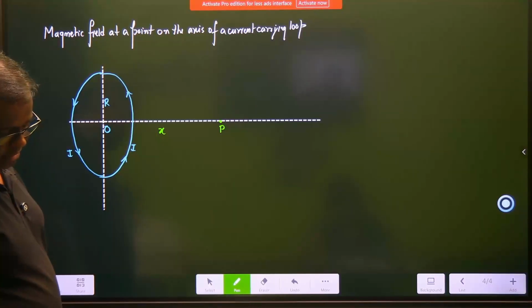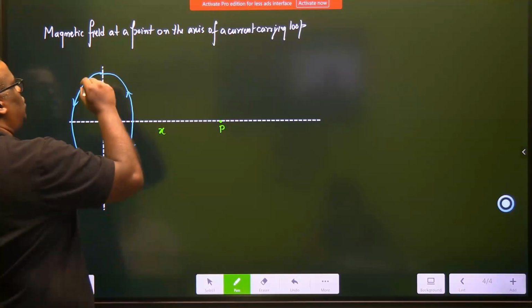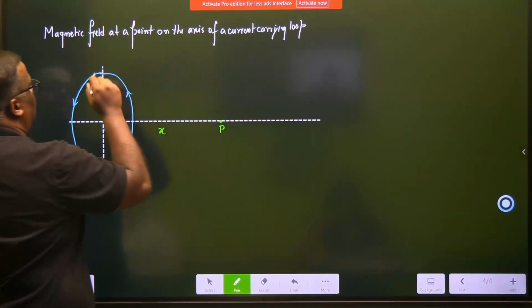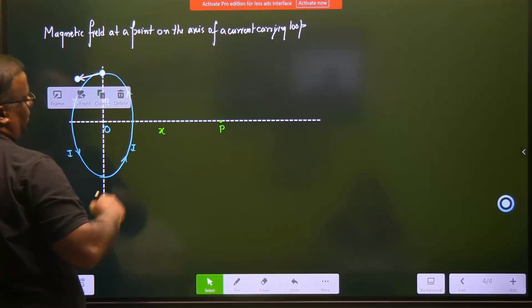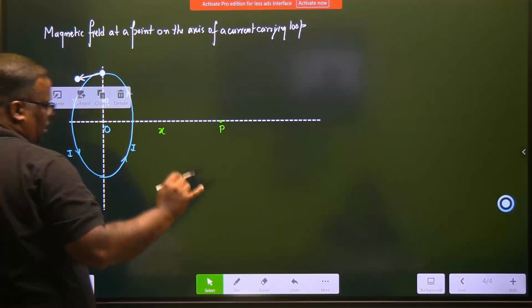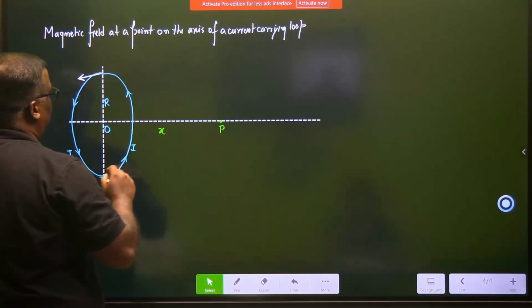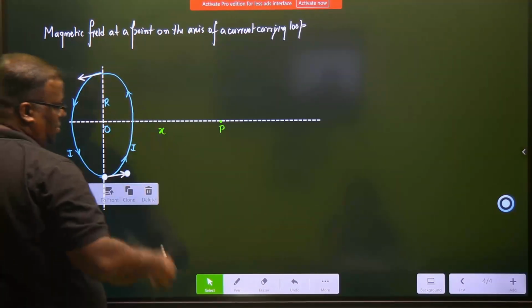And the distance is x. Okay. So we are taking two current elements, and the current elements are taken in this manner. See, I am taking a current element at this portion. Right now I don't need it, but I'm keeping it, there can be a diametrically opposite current element also, just the same as this.